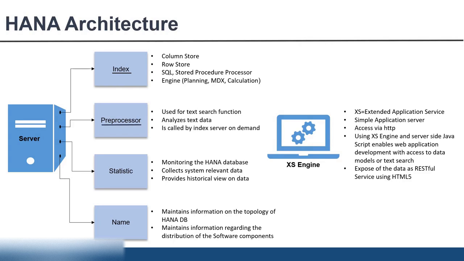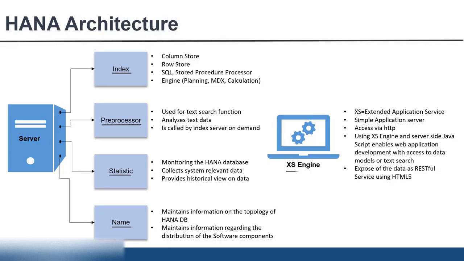The next server is the preprocessor server. This server is majorly used for text analysis. So the engines required for text analysis are part of this server. The next server is the statistics server, which is used for monitoring HANA database and collecting the data related to the system, and this is generally used by the base system. The next server is the name server, which will give you the topology of HANA database. That means which software component is running on which hardware part. These details will be useful, and you can get these details through the name server.